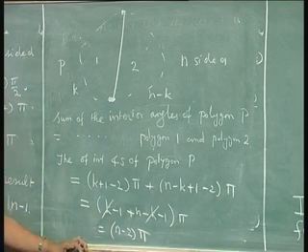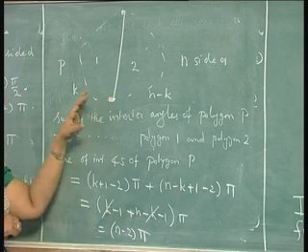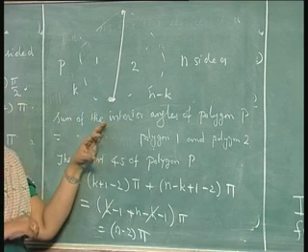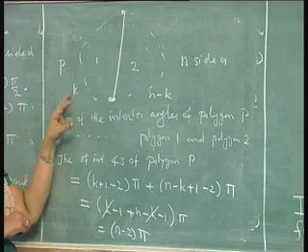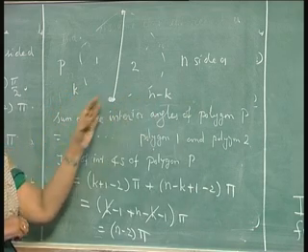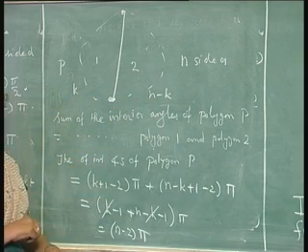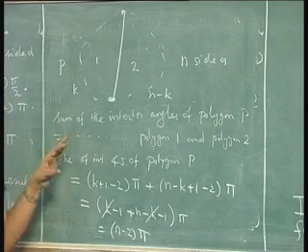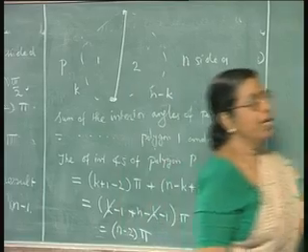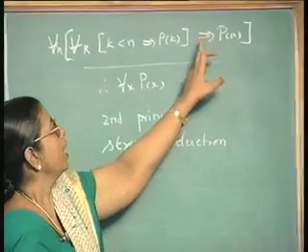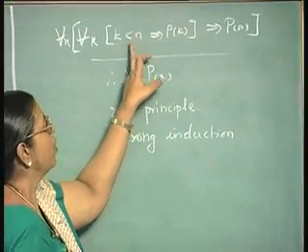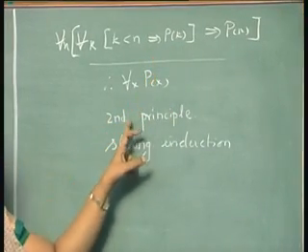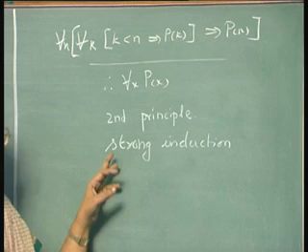So, in this case you are not using the result for n minus 1 and proving for n, but you are using the result for k and n minus k and using it to prove the result for n. So, this sort of induction, where in order to prove a result Pn, you make use of results P1, P2, P3 up to Pn minus 1, is called the second principle of induction or strong induction.